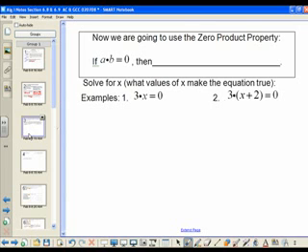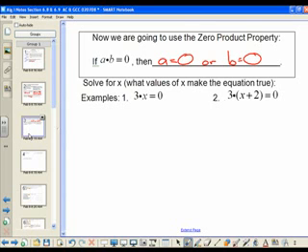For any rational numbers a and b, if a times b equals 0, then a equals 0 or b equals 0, and if a equals 0 or b equals 0, then a times b equals 0. All right, so this is our zeroth property. It says if a times b equals 0, then a equals 0 or b equals 0. One of them has to equal 0.